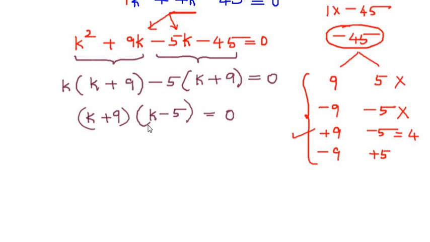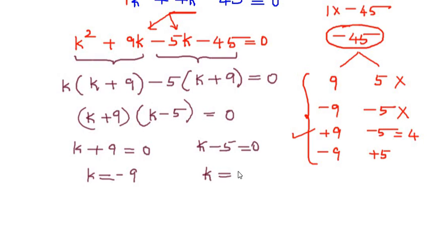Now let us start solving the factors independently. So we can take k plus 9 is equal to 0, and so k becomes equal to negative 9. And for the next one, k minus 5 is equal to 0. So k becomes equal to 5. So there are 2 values of k by solving this.